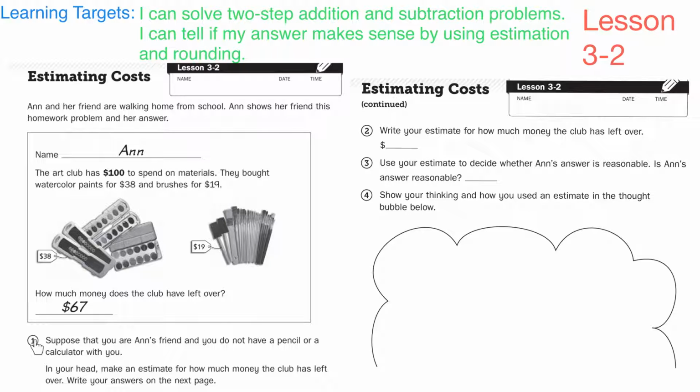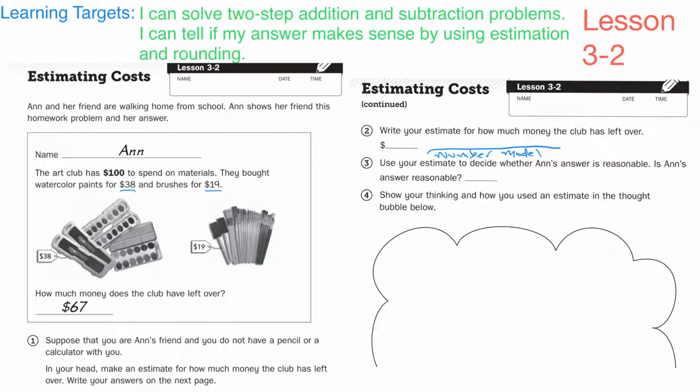What you're supposed to do is, here marked out in problem 1, suppose that you are Anne's friend and that you do not have a pencil or a calculator with you. In your head, make an estimate for how much money the club has left over. Write your answers on the next page. So again, on the back side, write your estimate for how much money the club has left over. What it doesn't say to do is I want you to include a number model. So I want you to include a number model for problem 2 for what your estimate was. So just like we did in the last problems, round, round, and then make your estimate.